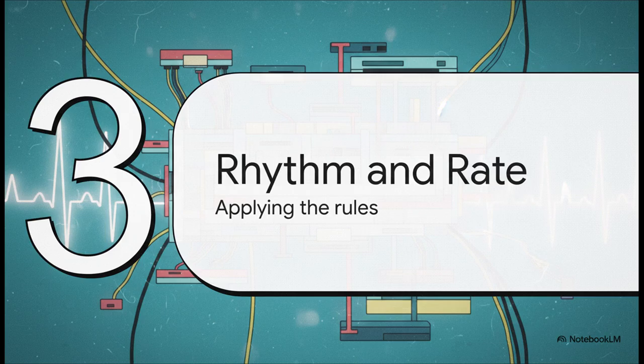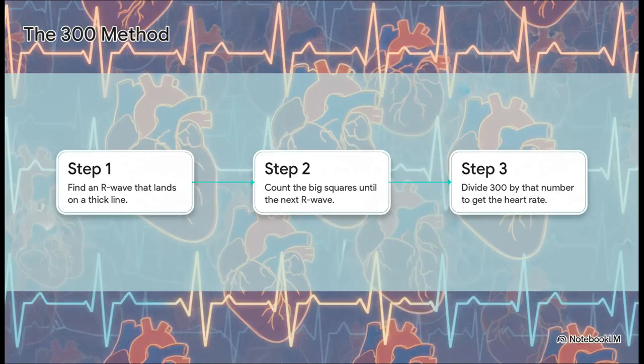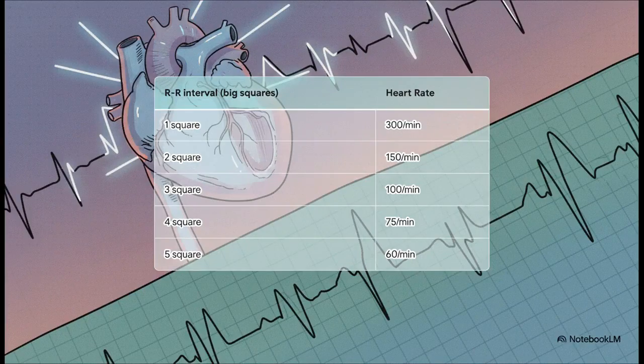We're going to learn how to measure the heart's rate and rhythm. Now, there is an absolutely brilliant and simple trick for this. It's called the 300 method. It's so easy. First, you find an R wave, that's the very peak of the big QRS spike that lands right on a thick grid line. Then, you just count the number of big squares until the next R wave. And here's the magic. You just divide 300 by that number. That's it. That's the heart rate. And check this out. This slide basically does the math for you.